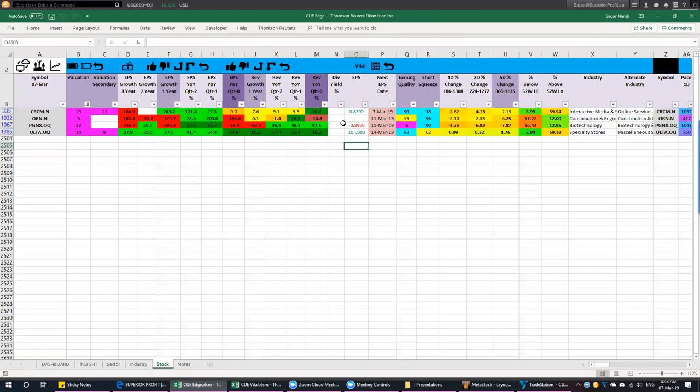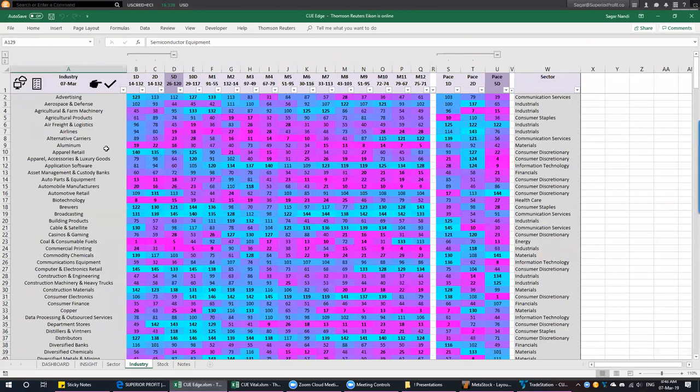Those were the smart filters in the stock tab. I already discussed the smart filters in the other tabs, especially the industry and sector tab in the last market roundup.